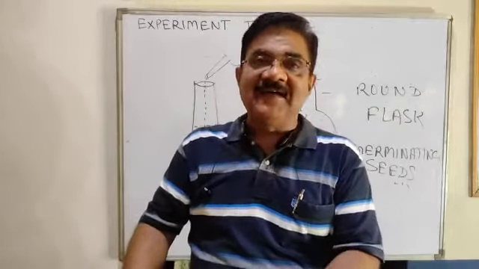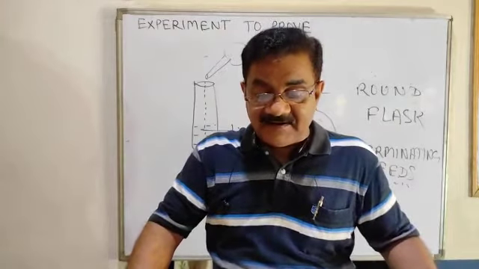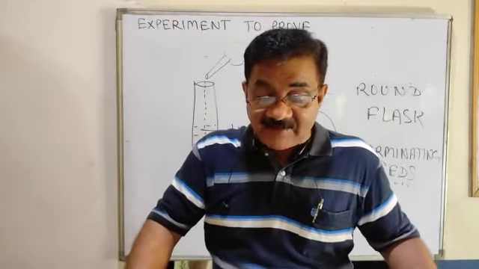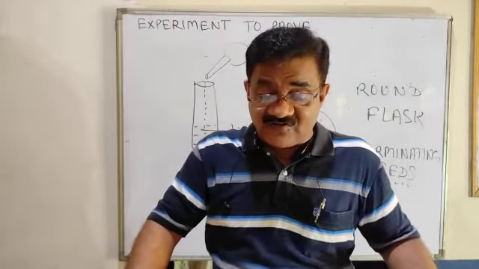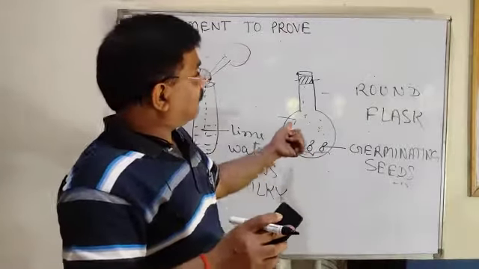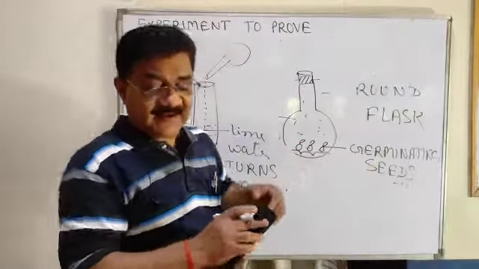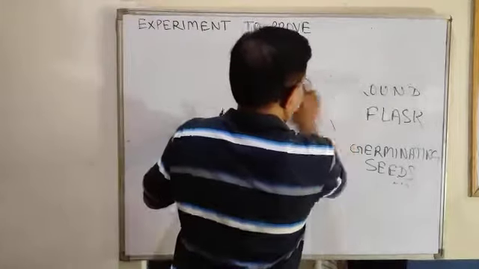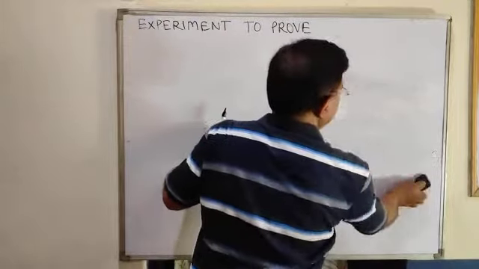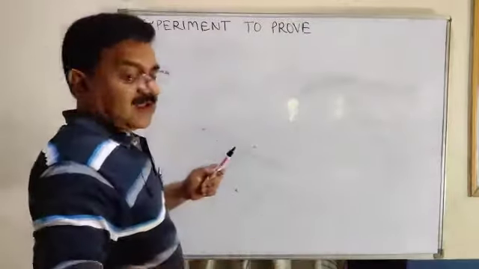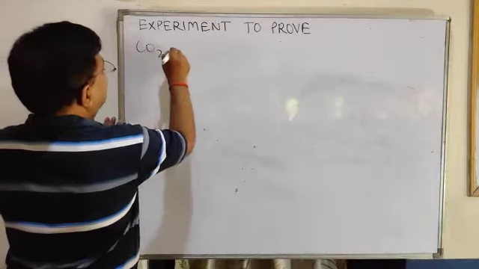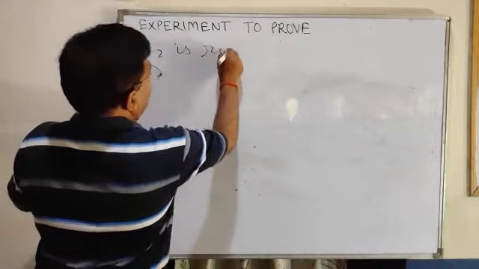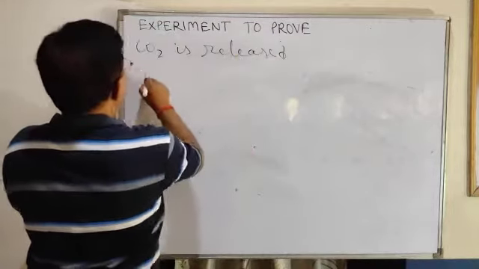One more experiment let us discuss, and that is the experiment to prove that carbon dioxide is produced by green plants during respiration. This was carbon dioxide produced by the germinating seed. Now let us prove that carbon dioxide is released by green plants.